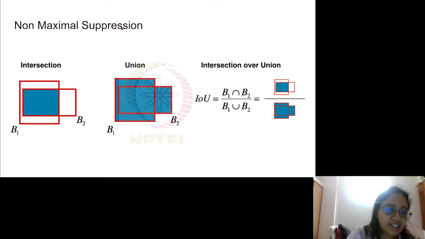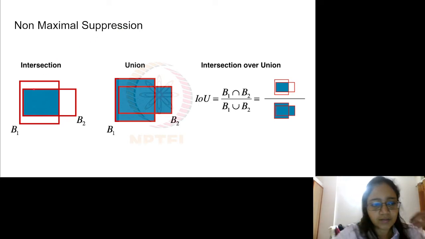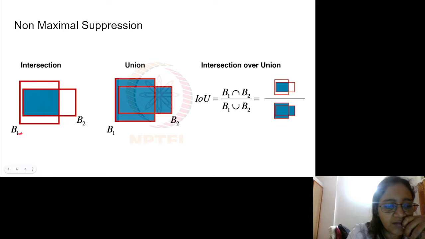For that, let's first look at a metric. Suppose you have been given two bounding boxes, B1 and B2. It's very easy: the intersection between them is this area, which is the intersection of these two bounding boxes. Similarly, you find the union of these two bounding boxes, which is the entire area, the union of the areas of B1 and B2.